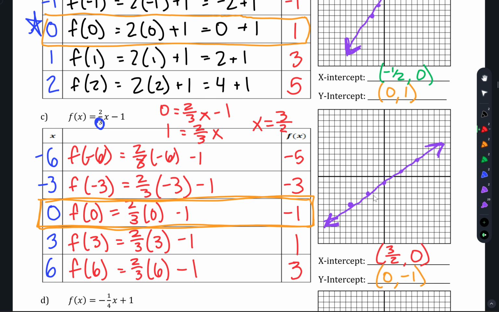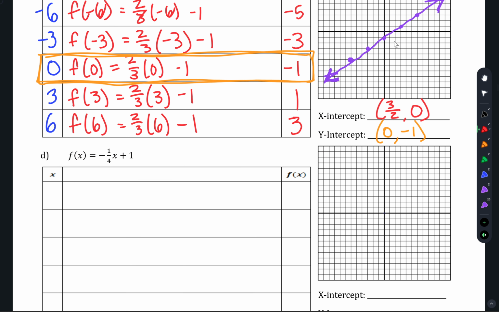Any questions there? For letter D, what would I count by if I wanted to make nice whole numbers? I would count by 4 because I'm looking at the denominator.